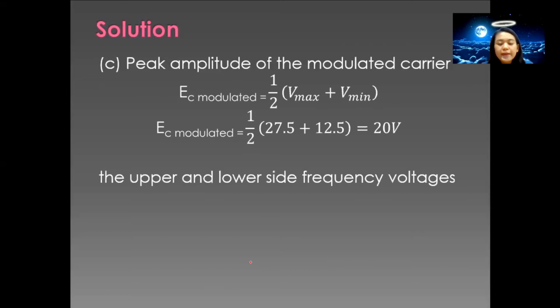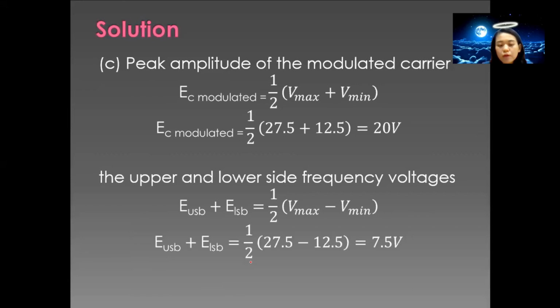Okay, then the upper and the lower side frequency voltage. We can calculate from here. EUSB plus ELSB is equal to 1 over 2 times V maximum minus V minimum. So we will have 1 over 2 multiplied by 27.5 minus 12.5. Okay, we get 15, and 15 divided by 2, we will have 7.5 volts for our EUSB plus ELSB.